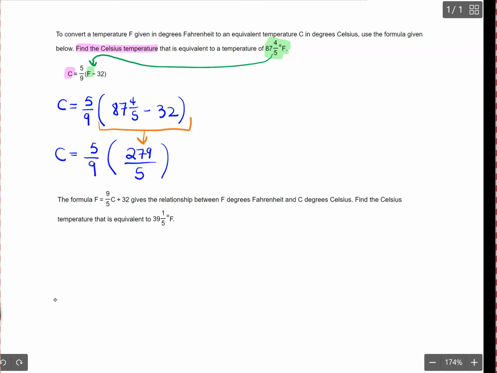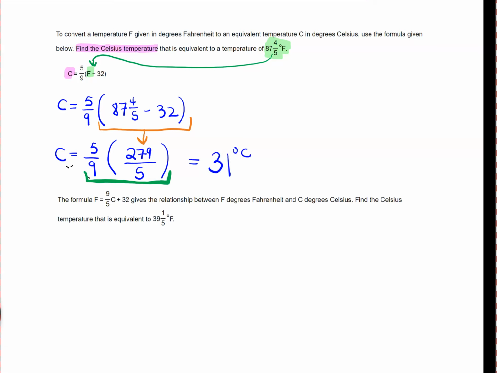So again, to do that multiplication, I'm going to enter 5/9 in my calculator using my fraction button. Then I'm going to multiply to this 279/5 that I'm going to enter into my calculator using my fraction button. And when I do that, my calculator gives me what? It gave me a whole number. I got 31. So that would be degrees Celsius.